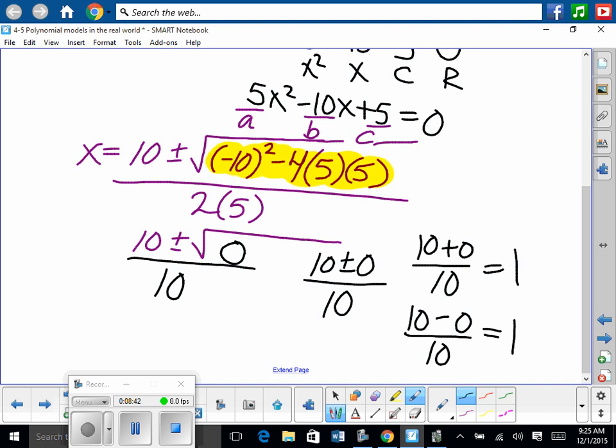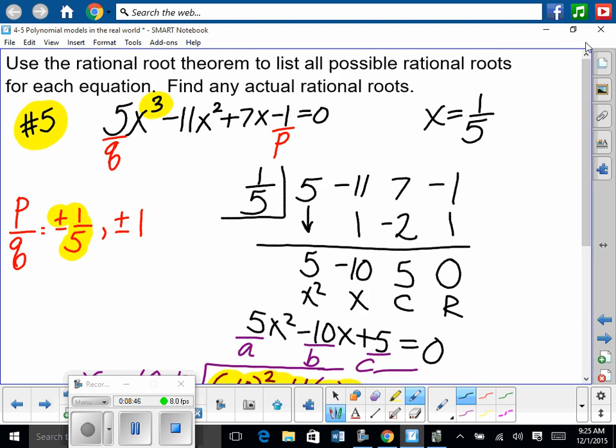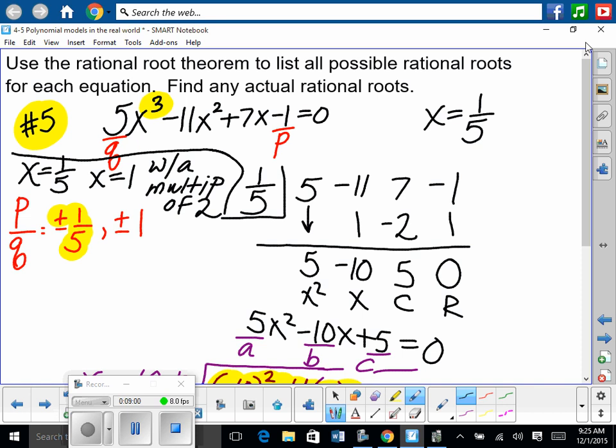So our answer is x is equal to, first of all, positive 1/5, and x is equal to 1 with a multiplicity of 2. Very good. So this would be our answer. Now guys, did we get 3 answers?